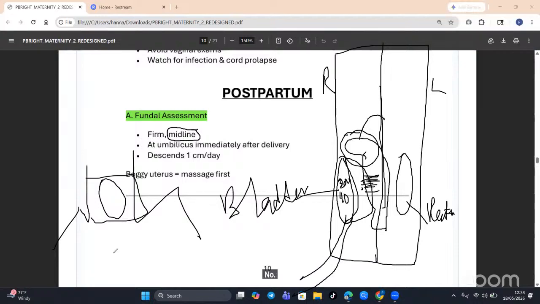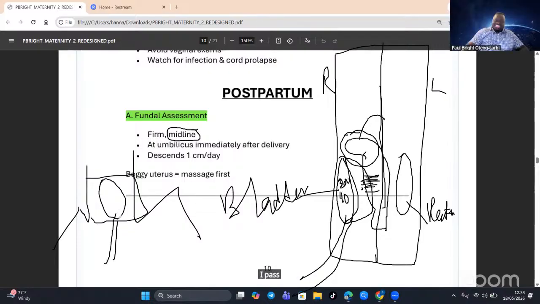So what do I do? I pass a catheter, a straight catheter, to empty the bladder. You understand? You pass the catheter to empty the bladder so that the uterus will be free. Now, let us massage the uterus again. You see the uterus coming back to the center.